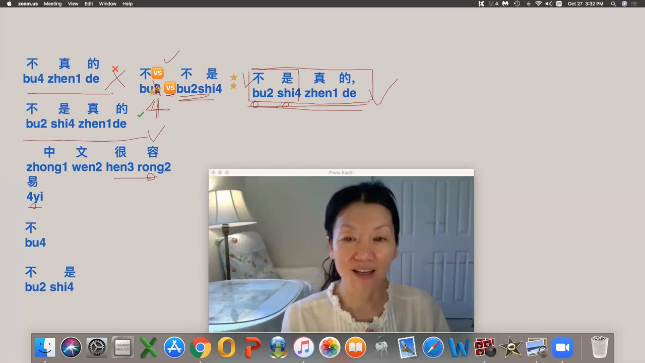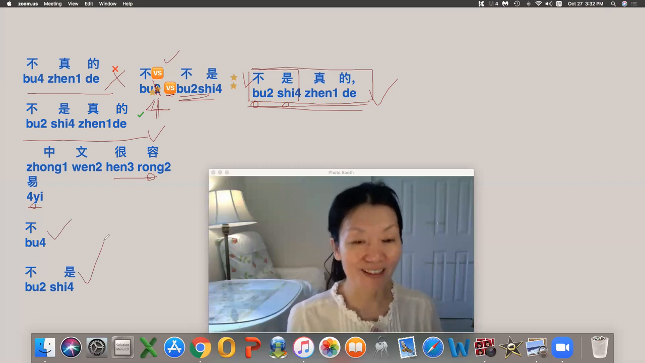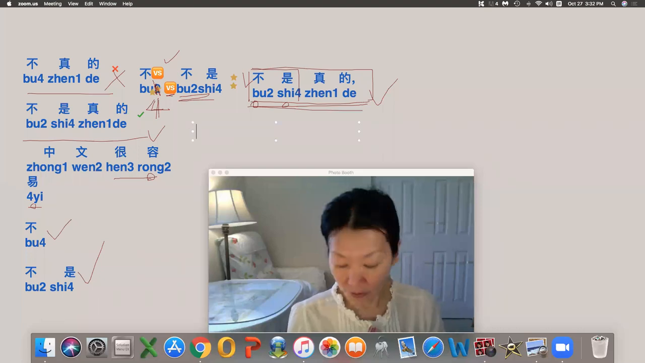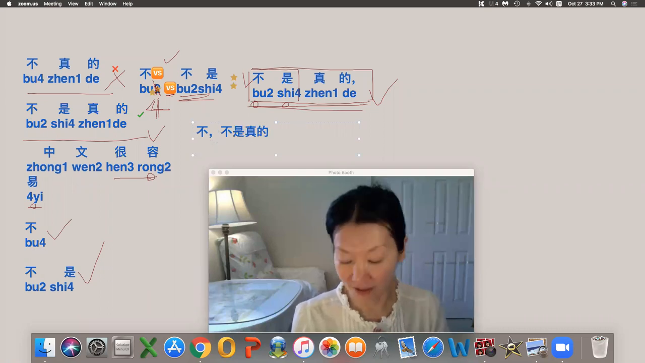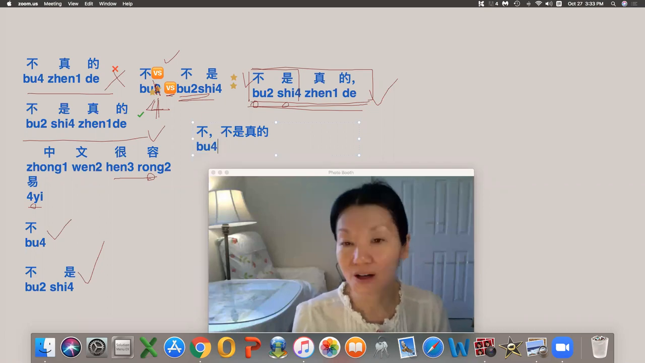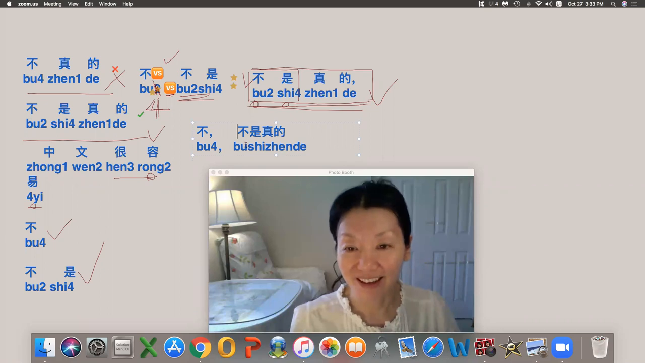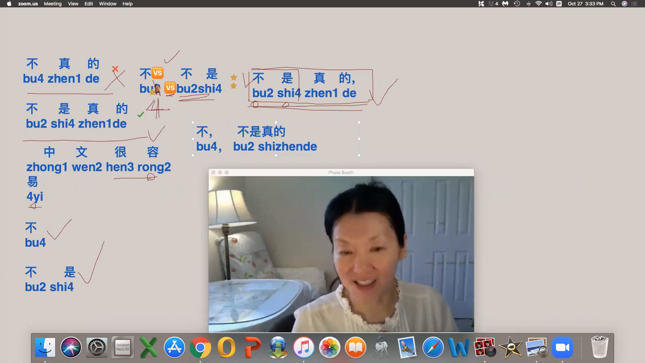If you only answer with a short one, 不 and 不是 both work. So you can say 不, with the fourth tone, and then you can say 不是真的. 不, then 是, then 真的. You can say that.